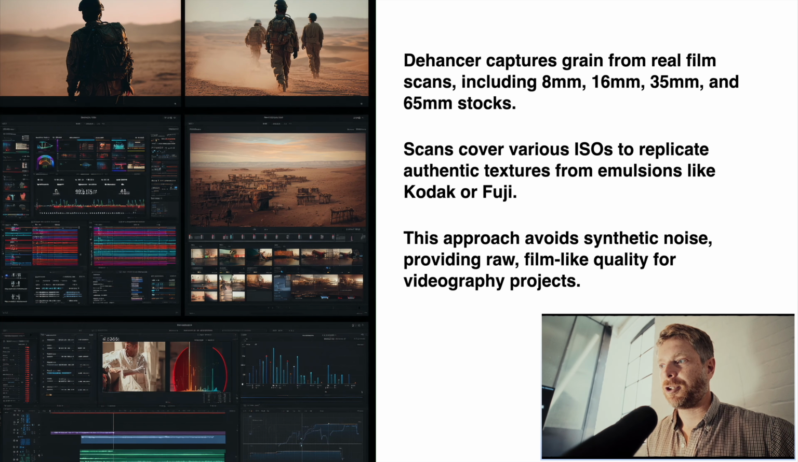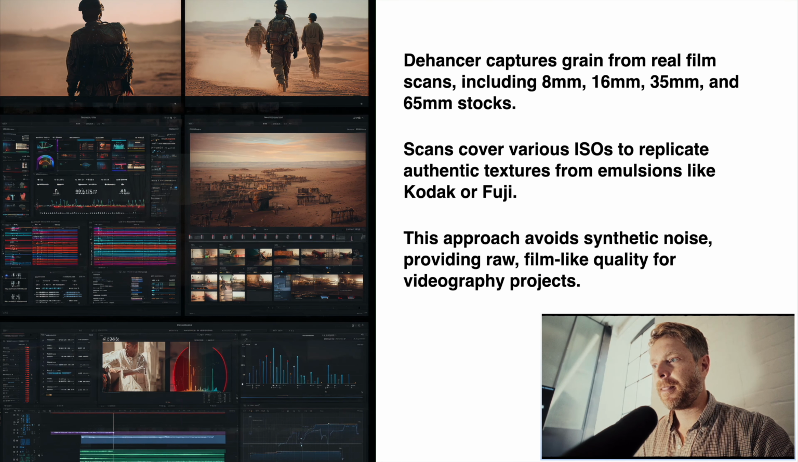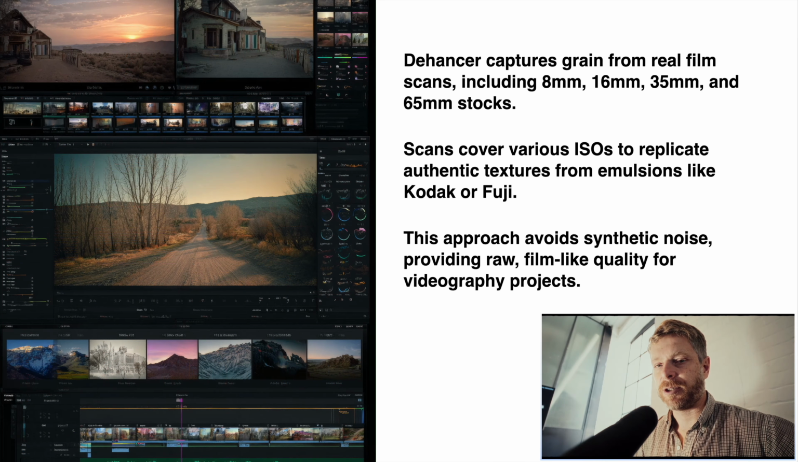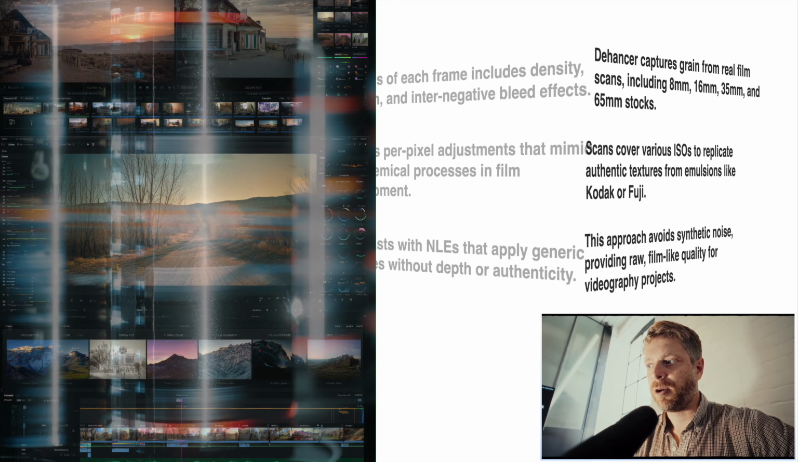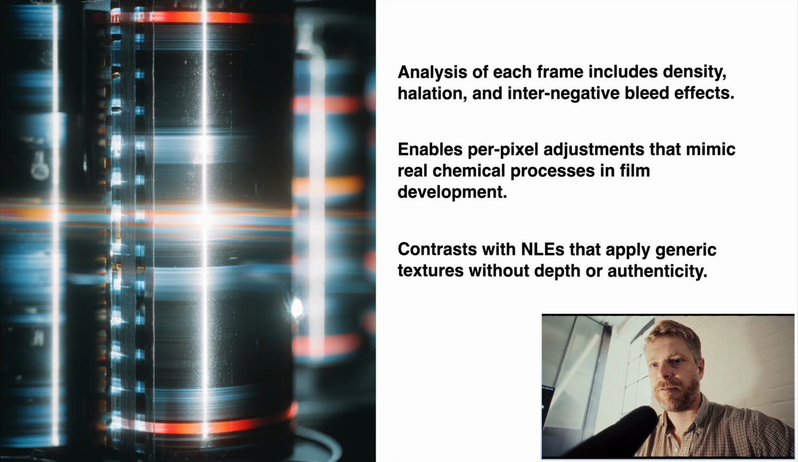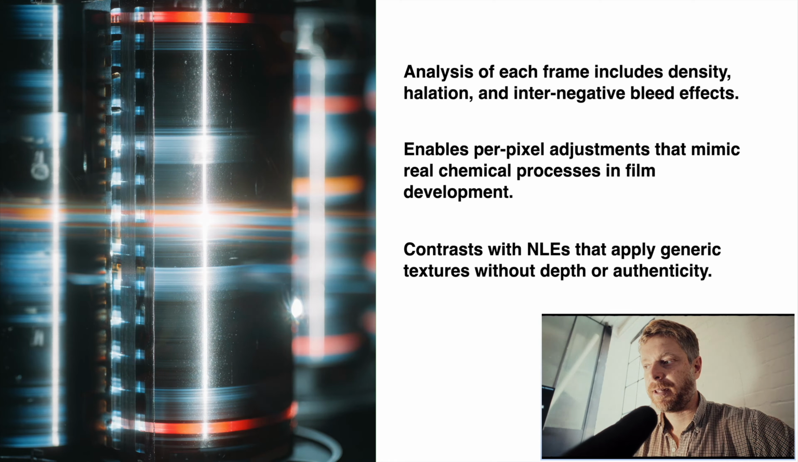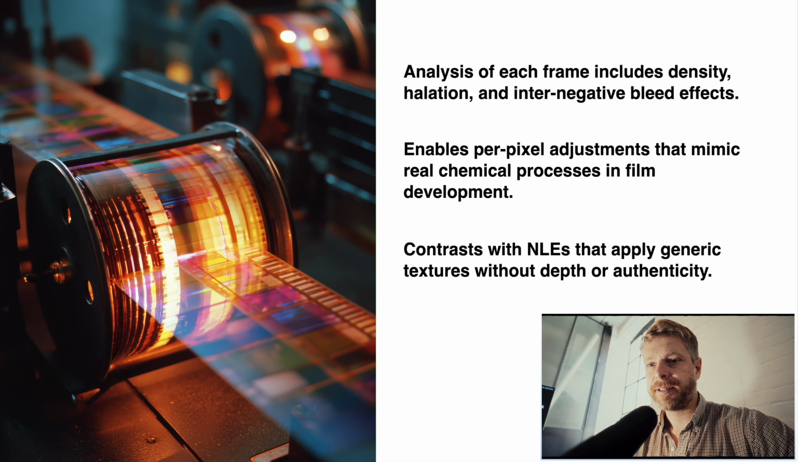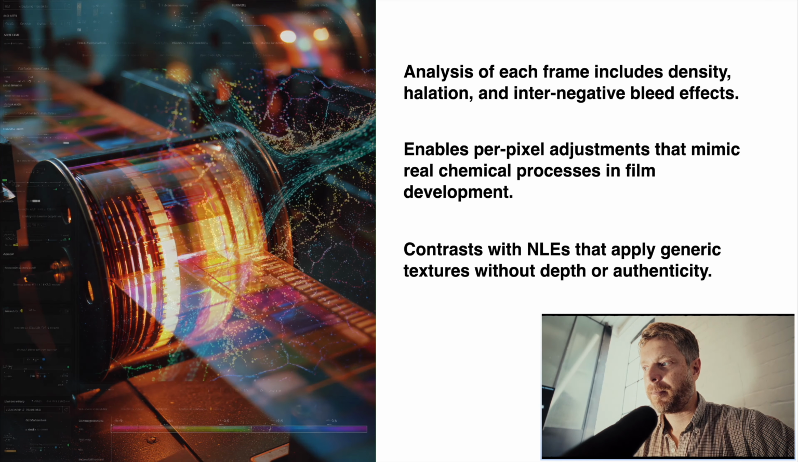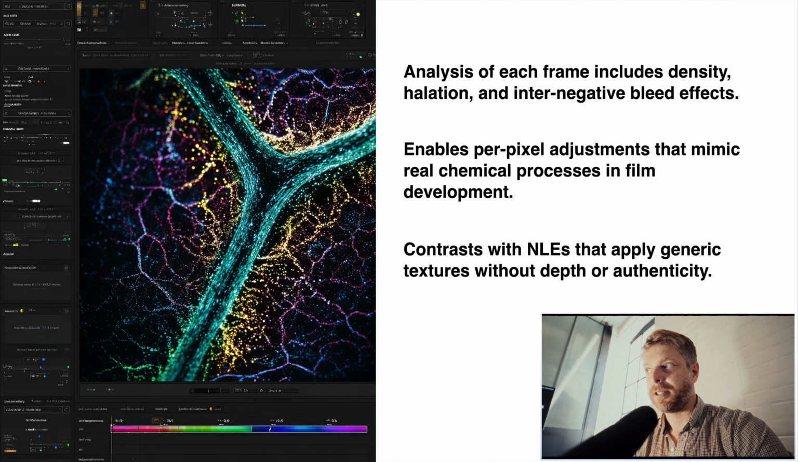In terms of Dehancer, it captures grain from real film scans, including 8mm, 16mm, 35mm, and 65mm stocks. And the scans cover various ISOs to also replicate authentic textures from emulsion like Kodak or Fuji. This approach avoids synthetic noise, providing raw film-like quality for videography projects. The plugin analyzes each frame, including the density and inner negative bleed effects within the actual video. So it enables per pixel adjustments that mimic real chemical processes in film development as well.